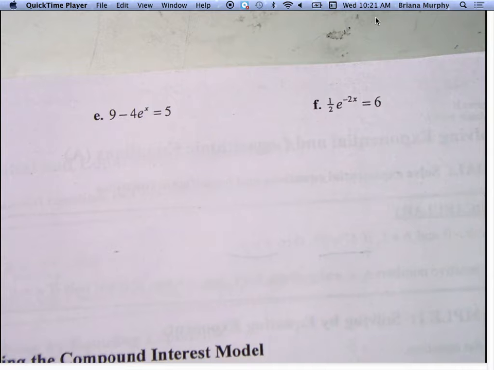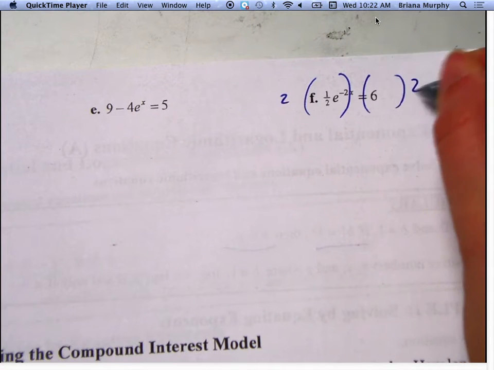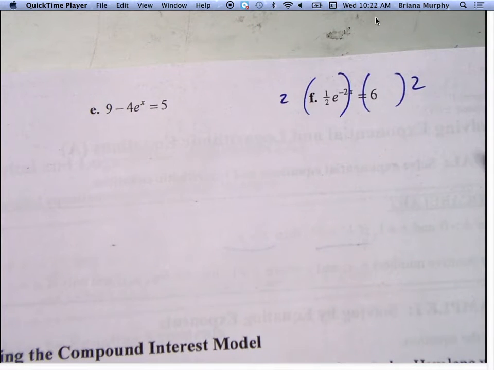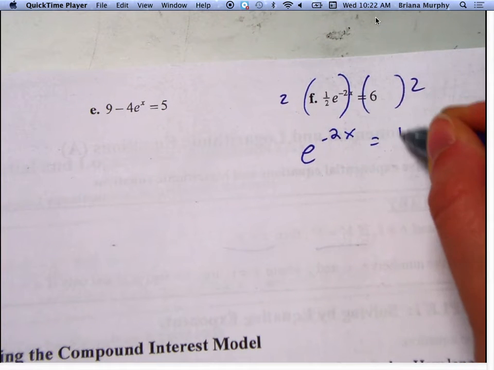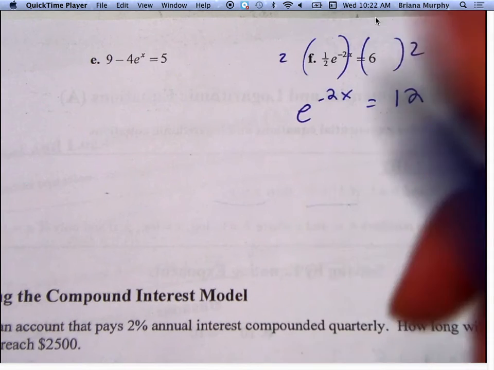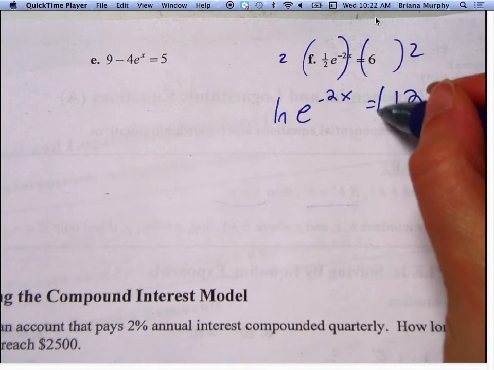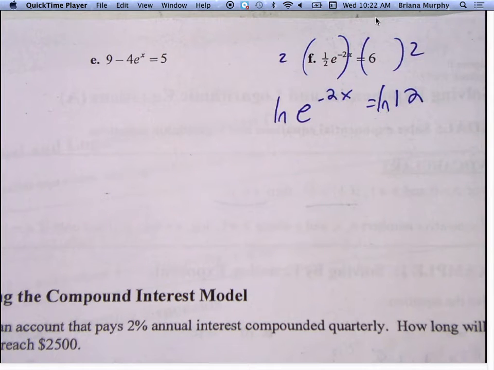So what is my first step with F? What do I need to do first? Even before that. Multiply by 2. Multiply both sides by 2, this side by 2 and this side by 2, to get rid of that 1/2 in front. Oh, okay. So that gives you e to the negative 2x equals 12. And then I can do the natural log of both sides. See how I just wrote it in so I had less writing to do? Just try to make it simpler.